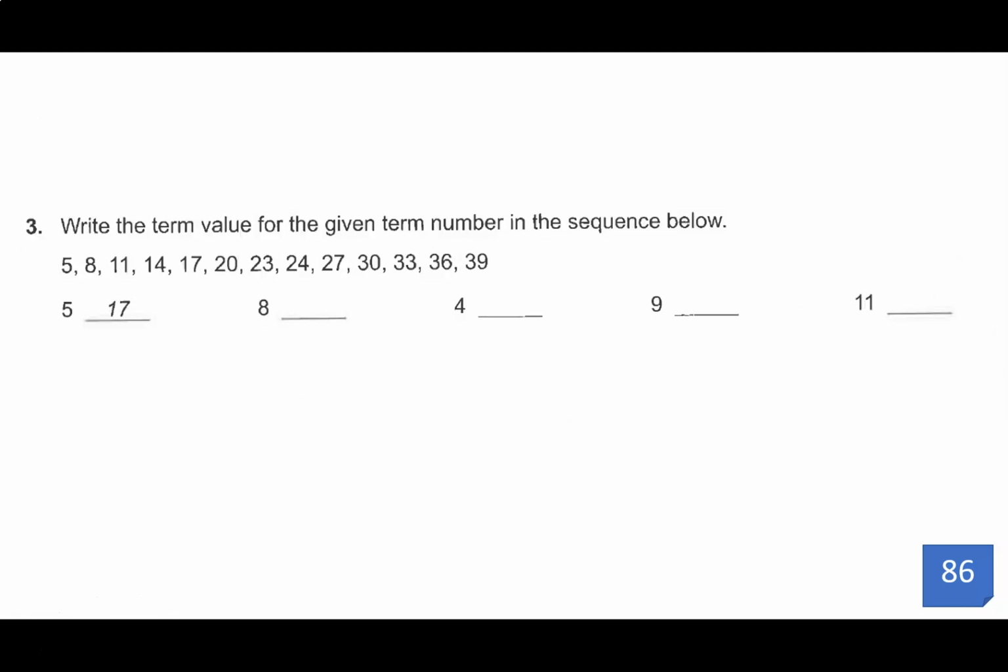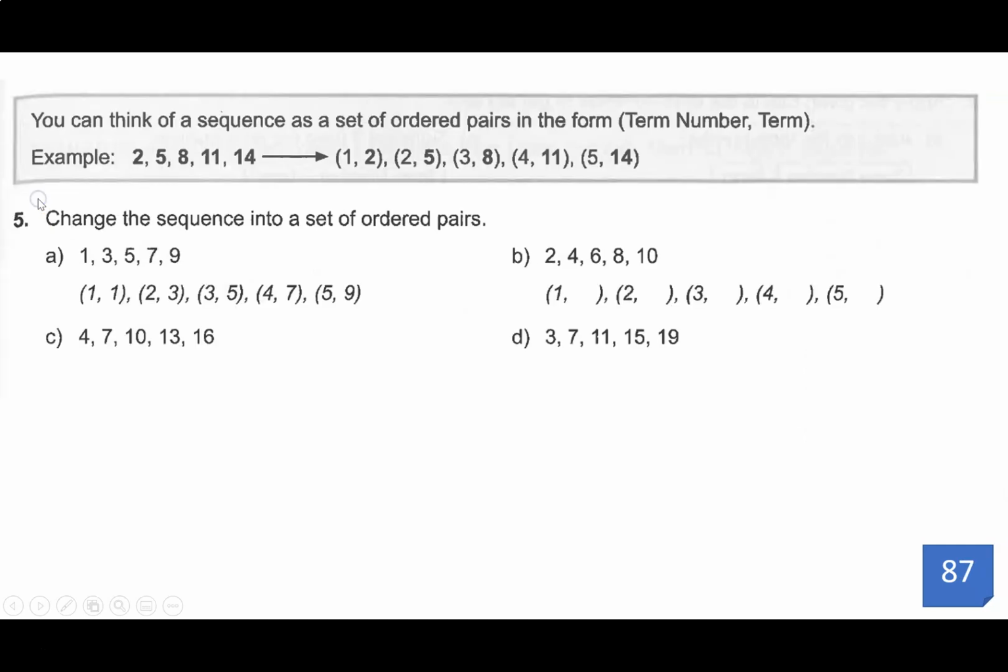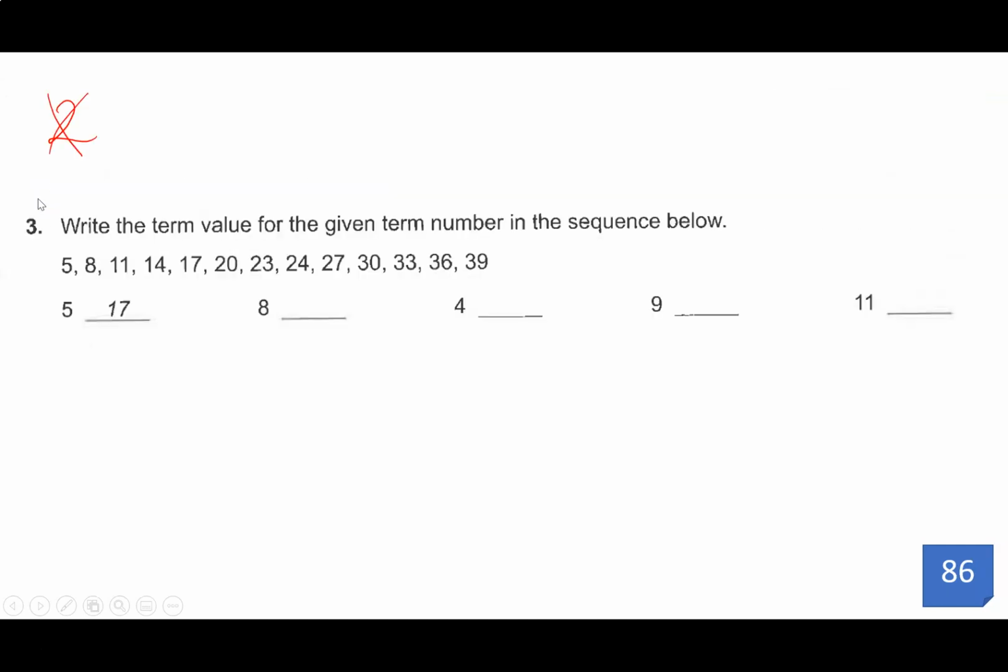You'll notice I have skipped question 2. I would like you to cross out question 2. All right, question 3 says, write the term value for the given term number in the sequence below.